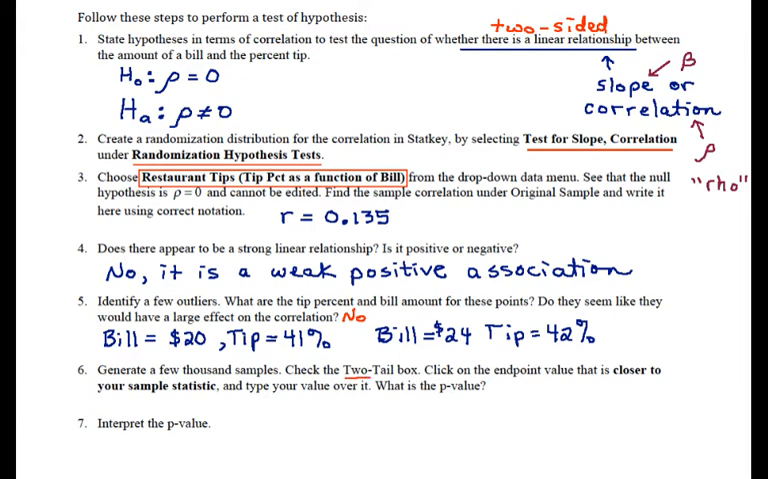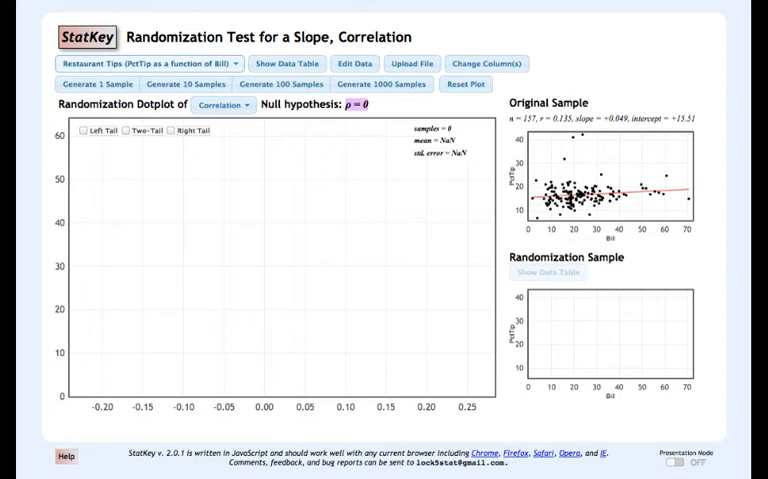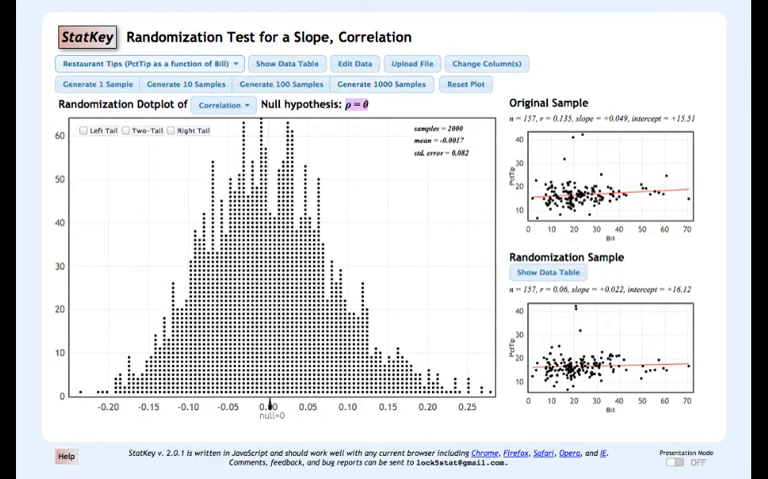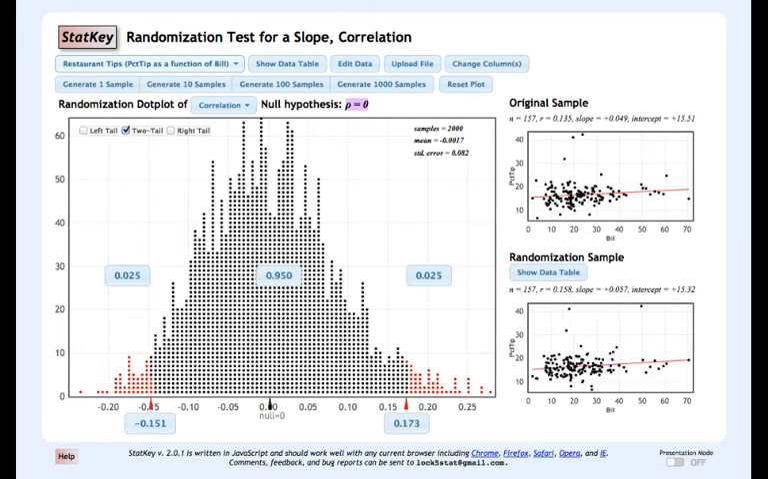We will check the two-tail box because this is a two-sided alternative hypothesis. And then we will click on the endpoint value that is closer to our sample statistic. So let's see what we mean by that. I'm going to hit generate 1,000 samples a couple of times and click on two-tail. Now down here at the bottom, I see two values. I see 0.173 and negative 0.151.